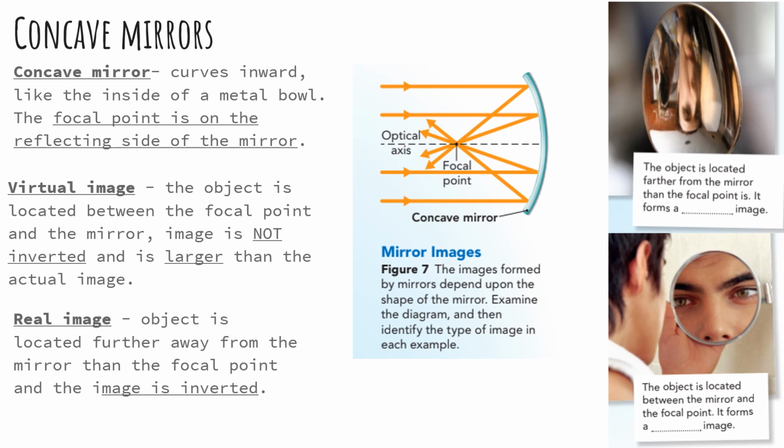So at the top, the object is located further from the mirror than the focal point is. It forms a real image. And in the second, the object is located between the mirror and the focal point. It forms a virtual image.